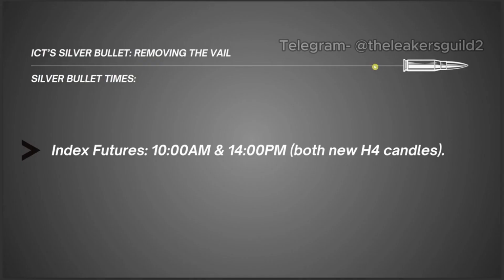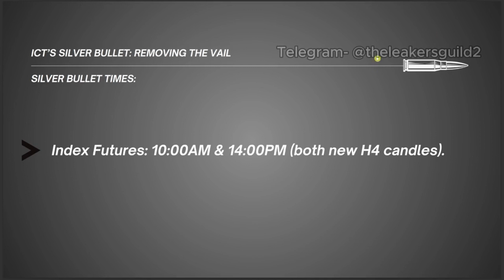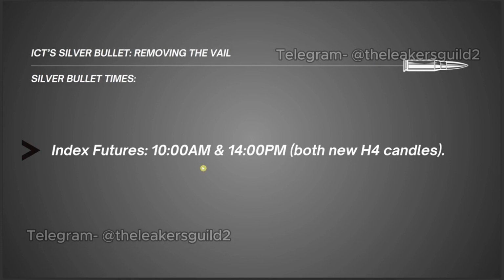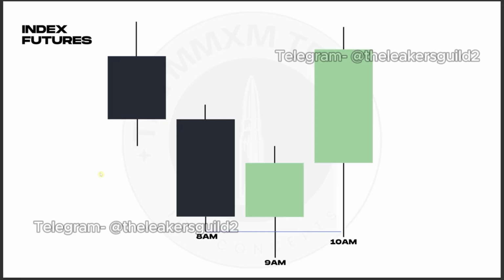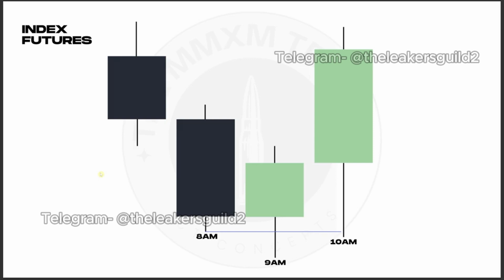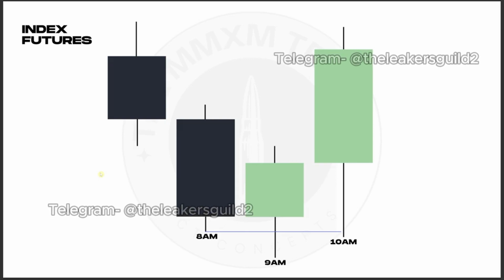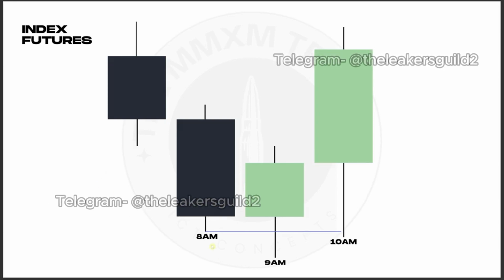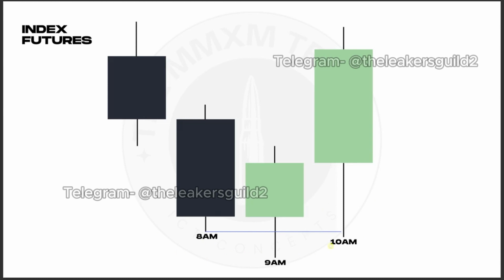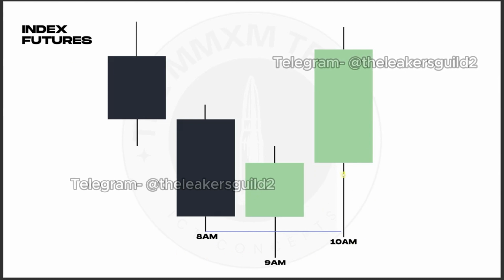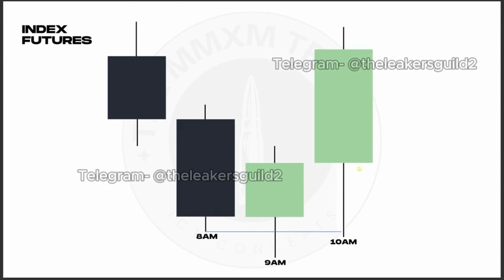So now let's talk about ICT Silver Bullet, and we're going to be removing the veil. Why does he pick these specific times, right? Now we know these are new 4-hour candle openings, right? 10 a.m. and 2 p.m. Both are ICT's Silver Bullet windows. Right, so over here we've got a crude depiction of some candlesticks, right? But what is important is how these candlesticks form, right? We're going to be focusing on the 10 a.m. because it's index futures, right? That is ICT's Silver Bullet window.